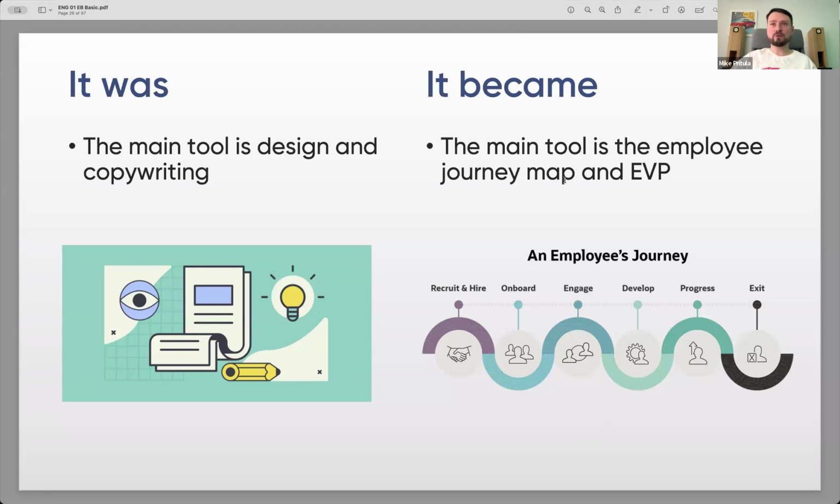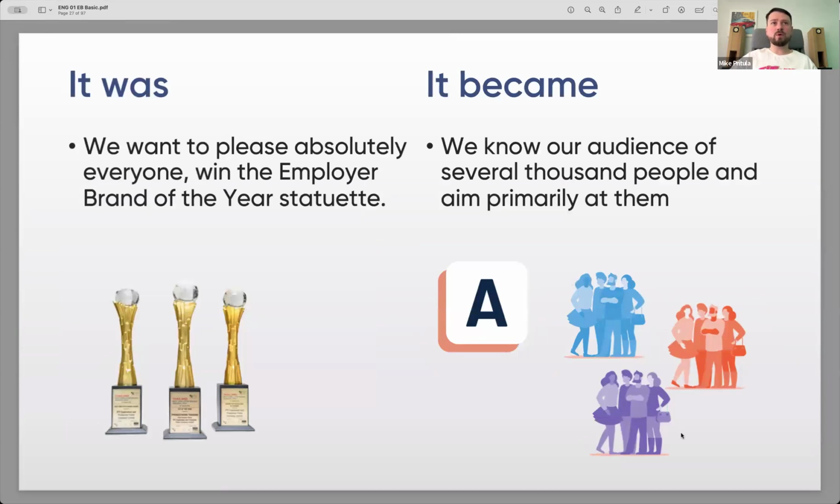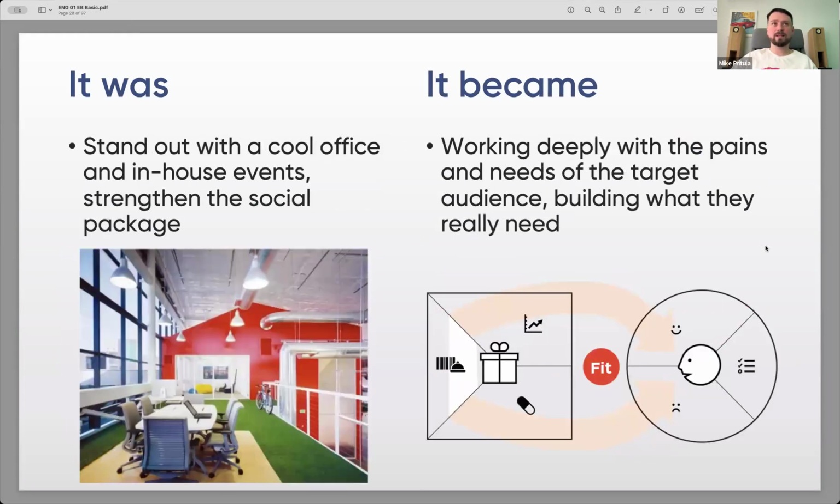And actually, we will learn how to work with both. It was we want to please absolutely everyone with the employer brand of the year statue. And it became we know our audience, and it's not the everyone of several thousand people and aim primarily at them. It was stand out with the cool office and in-house events, strengthen the social package or benefits package, but it became working more deeply with the pains and needs or gains of the target audience, building what they really need. It's like product market fit.